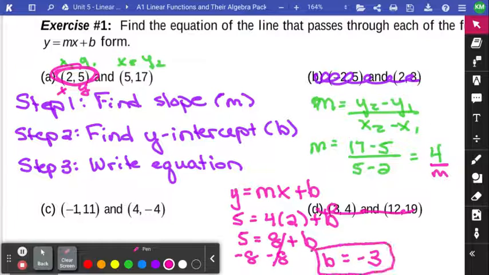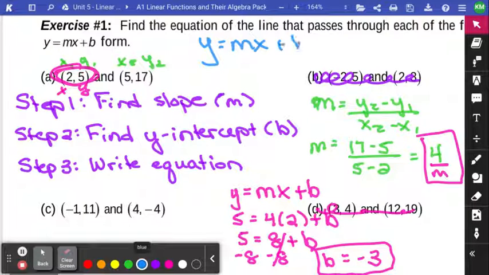So we have our b and we have our m. Find some room. Last step, write our equation. y equals mx plus b. And to write an equation, you plug in the m and you plug in the b. So this would be y equals 4x minus 3.